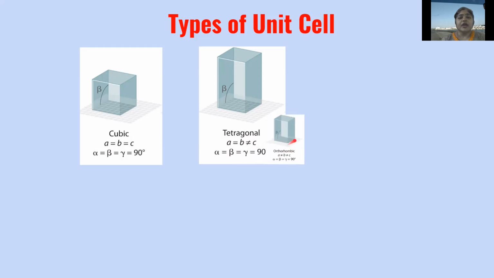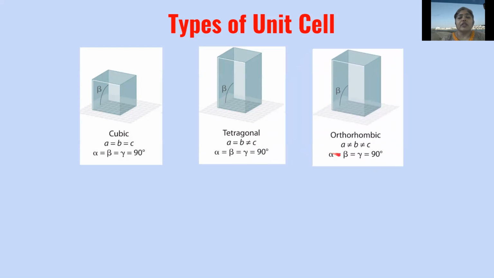The third type is where you have all the edges of different lengths, that is A is not equal to B, is not equal to C. So all three have got different lengths. However, the angles between the edges are still equal to 90 degrees. They are all equal to each other. So such a type of unit cell is called the orthorhombic unit cell.